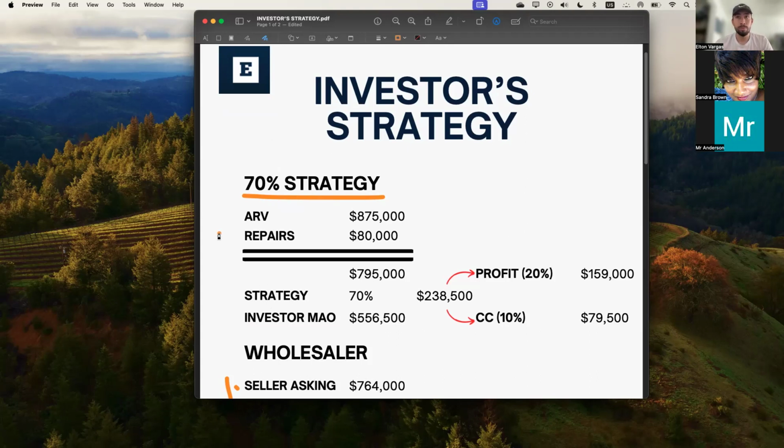Two is understanding the repairs. Get an understanding of the condition of the property, or set up an appointment and check out the property so you can get an understanding of what it's like. Or if you're on the phone with the seller, try to get a virtual tour of the property from the seller directly.